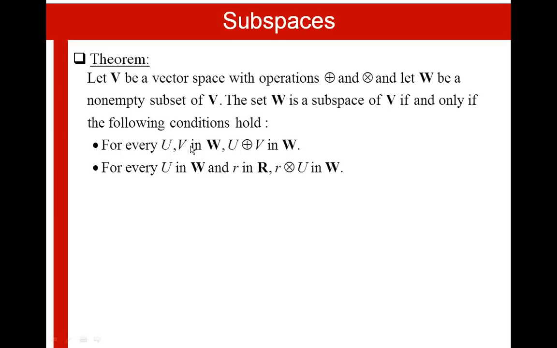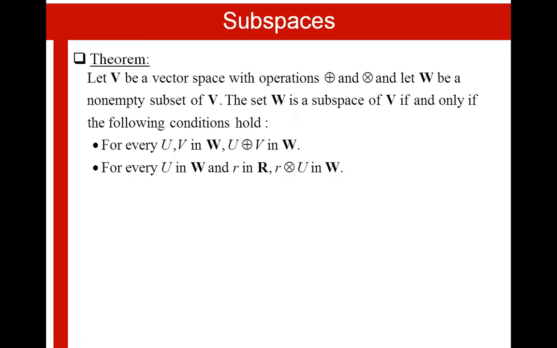One, for any two vectors in W, if we add them up, the outcome of the addition must be in W. In other words, the outcome must have the same form as any vector that is already included in W. The second condition is that if we take any vector u in W and multiply it by a real number, the outcome of this product is again a vector in W, which means that the outcome must have the same form as any vector that is already in W.